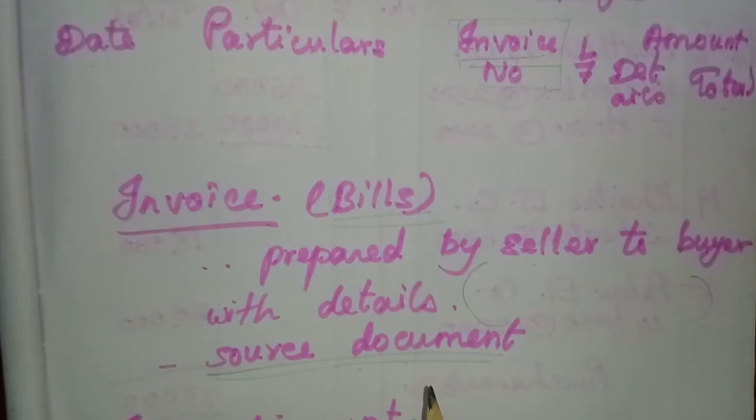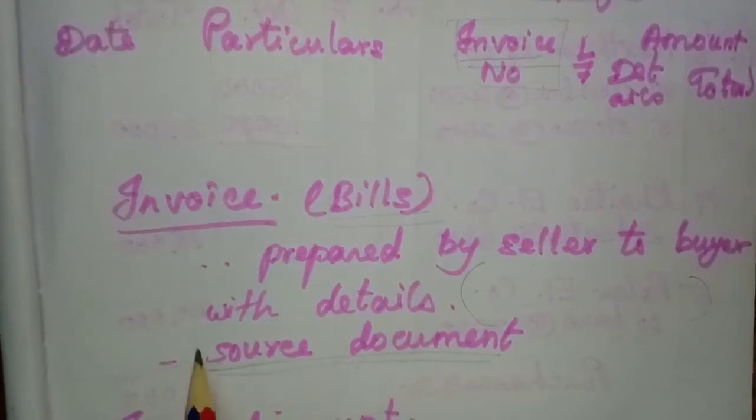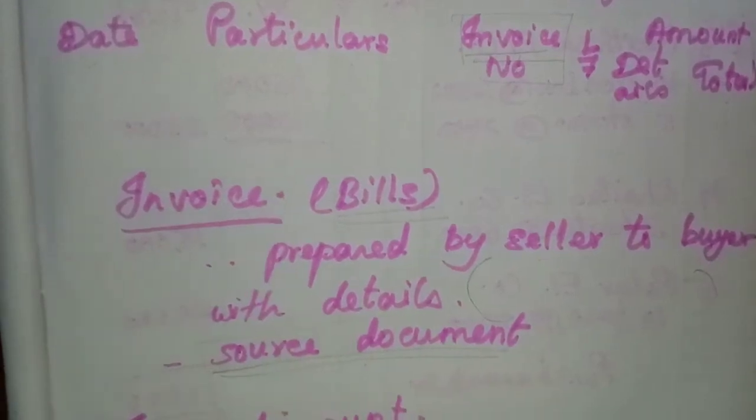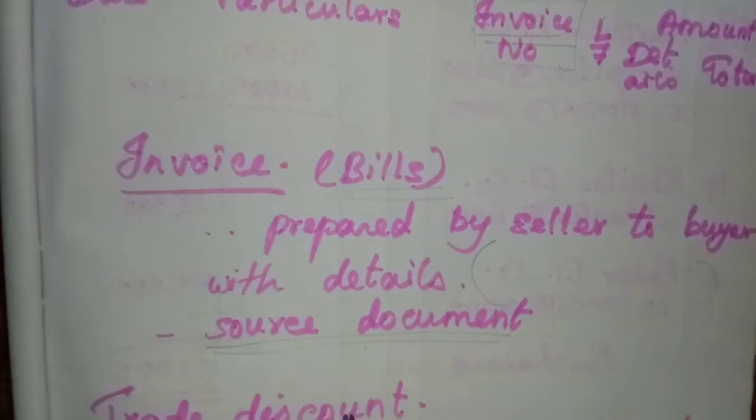And the sales book also, when the seller enters in the sales book, and the buyer enters in the purchases book, for both these books, what is the source document? The invoice or the bill. In short we call it bill. Okay, or statement.